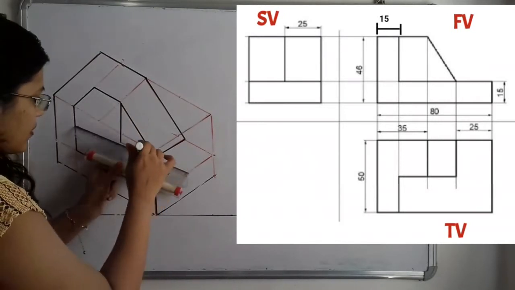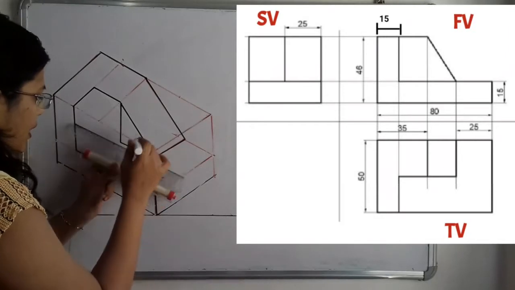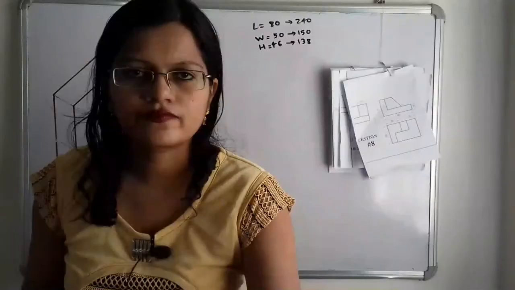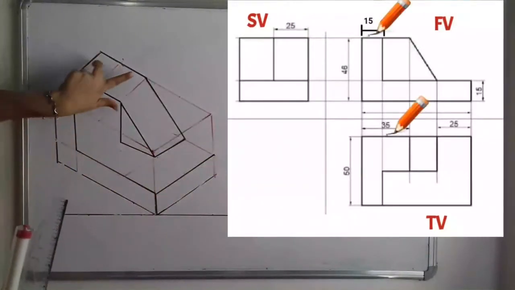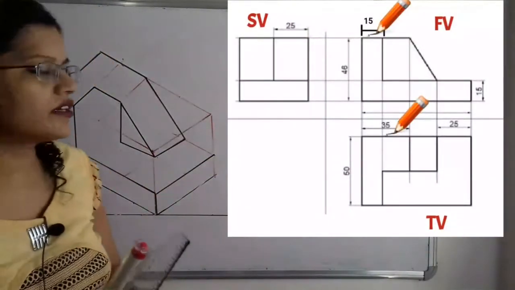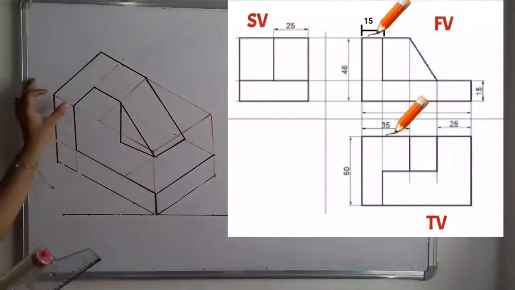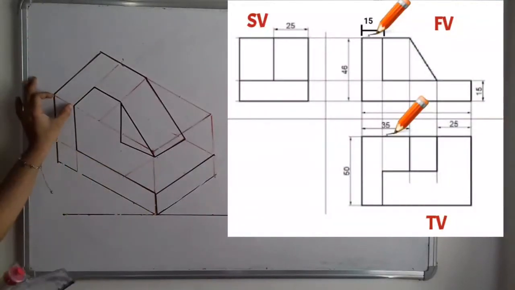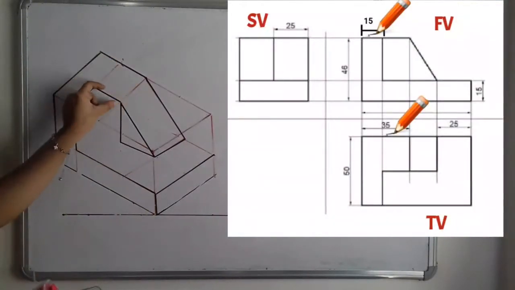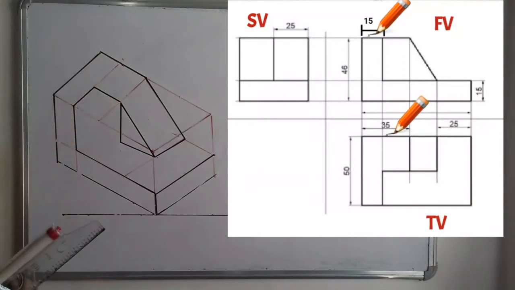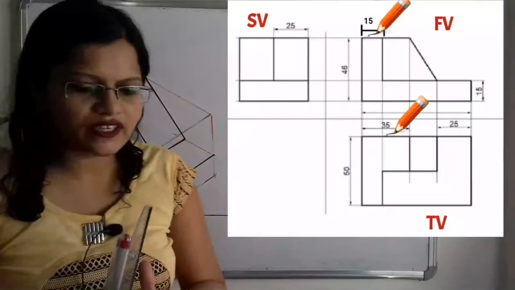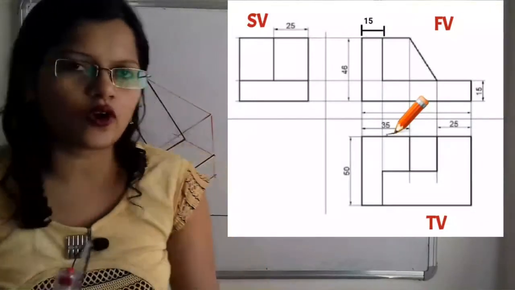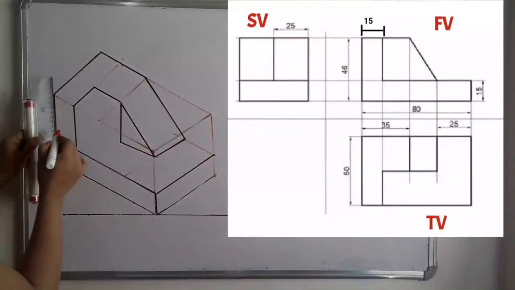So we have to show these corners. Now if we observe, here is the construction for the width of 35 mm and here the construction for the width of 15 mm. So here the construction gap is there. So how to complete this construction gap? So we have to project one line passing through that corner parallel to this height.